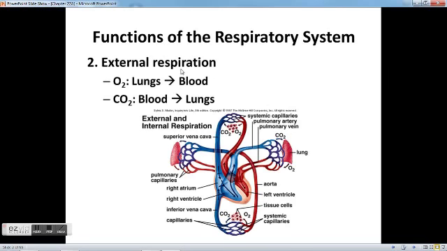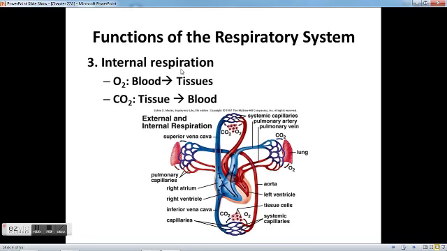Now, the other functions, we talked about these three in lab, and again, the names are kind of weird, so you just have to work hard to remember these. The first one is external respiration. This is the exchange of gases that occurs between the lungs and the blood. So for oxygen, we've taken it into our lungs and it will diffuse into the blood. And in the case of CO2 that's been created as waste by our cells, that is going to diffuse out of our blood into the lungs so we can breathe it out. So the important thing to remember about external respiration is it's happening between the blood and the lungs.